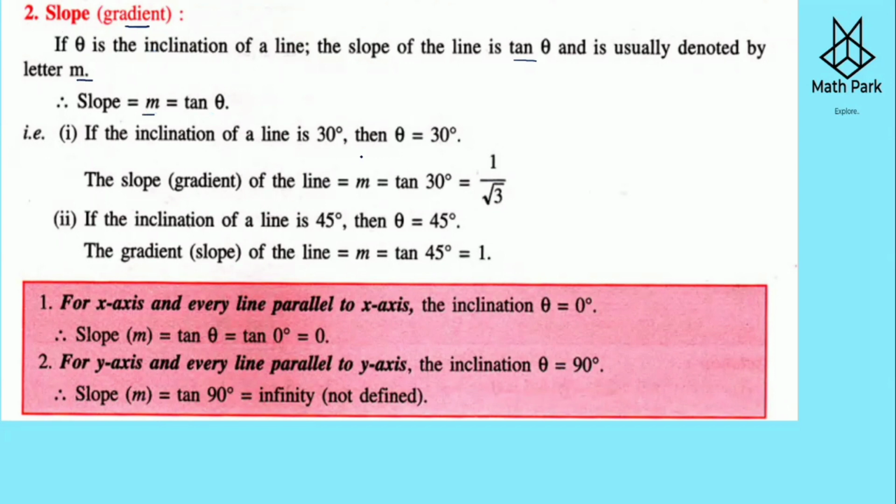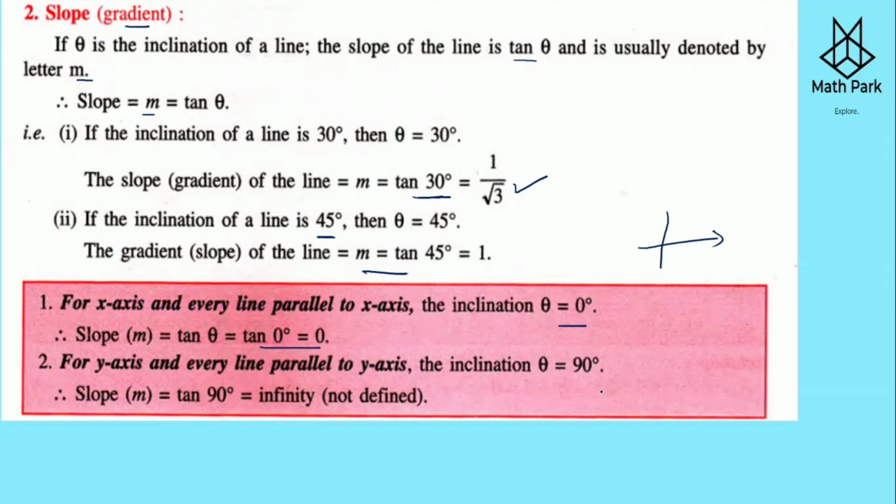If the inclination of a line is 30 degrees, then the slope is tan 30, that is 1 upon root 3. If the inclination of a line is 45 degrees, then tan 45 is the slope, which is 1. For the x-axis and every line parallel to the x-axis, the inclination is 0 degrees, and we know that tan 0 is 0. So for lines parallel to the x-axis, the slope is 0.